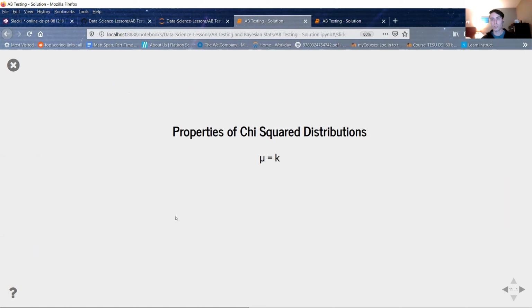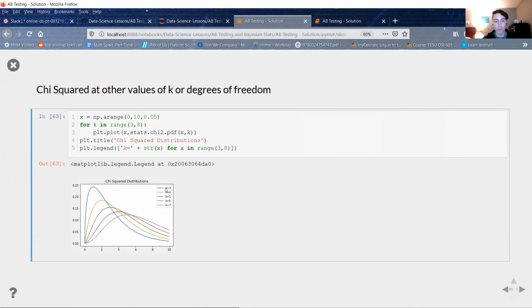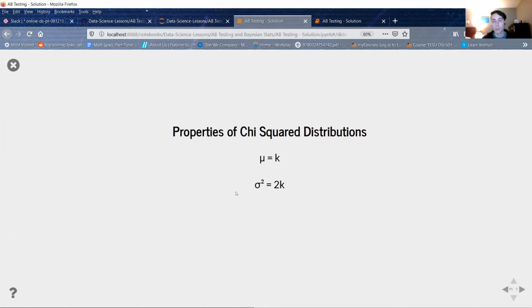So chi-square distributions have some interesting properties. For one, the mean is always equal to k. So if we go back, the average value if k equals 3, so this blue line, is going to be 3. So at that point, half the area would be on the left and half would be on the right. Another property is that the variance is equal to 2k. So if our k is 4, then our variance we know would be 8. And lastly, the mode, so the most common value, is just going to be k minus 2. And obviously this only works for k greater than 2.